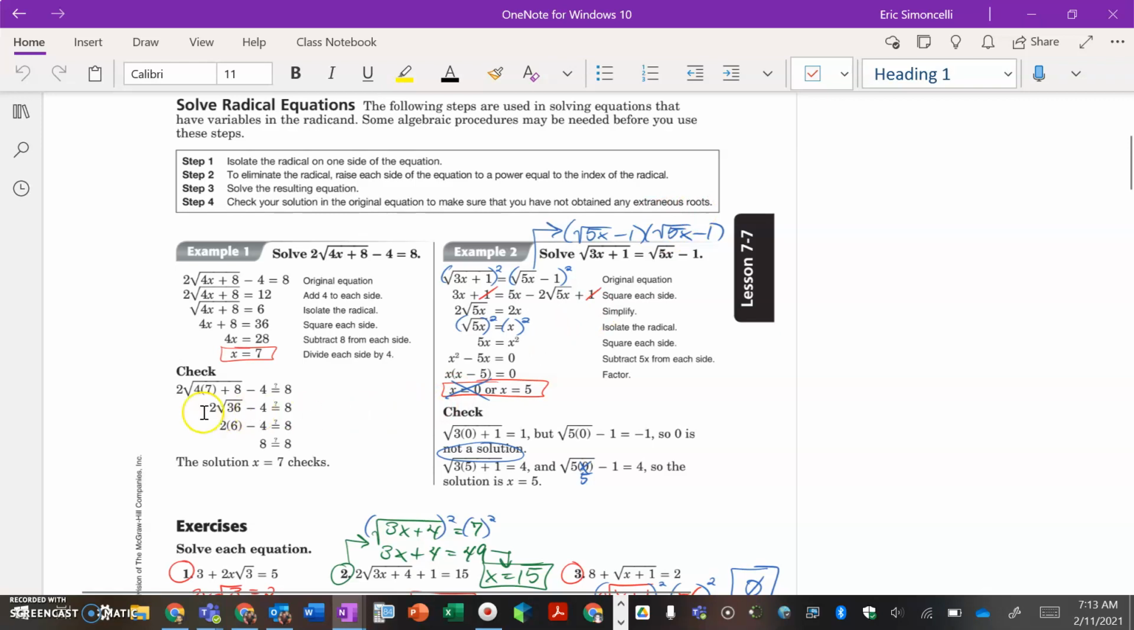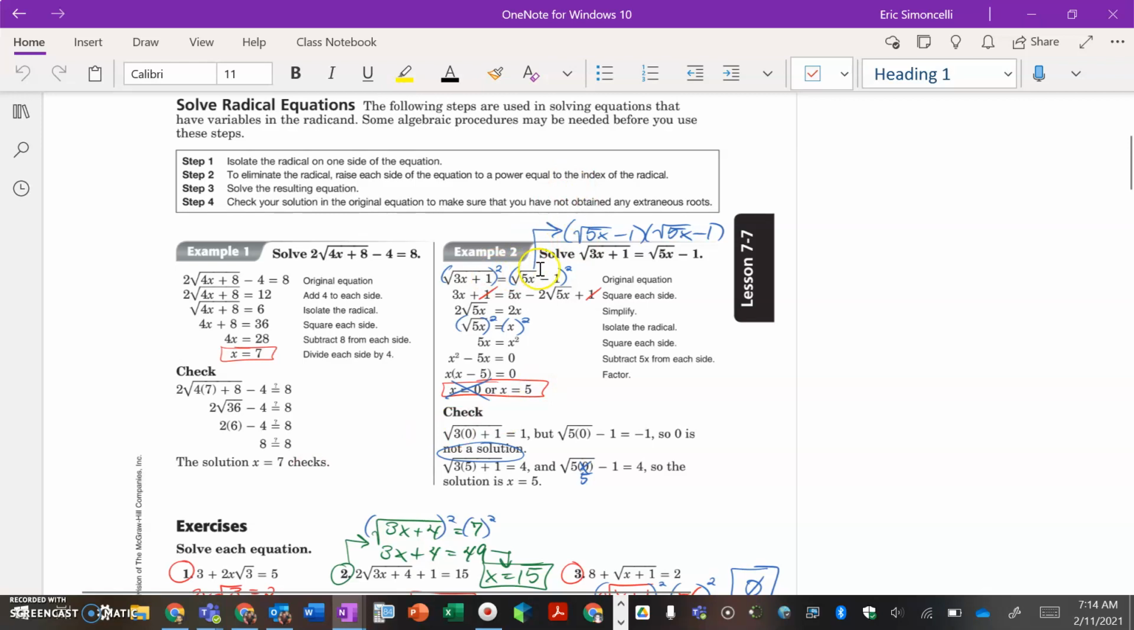So, to check, we simply plug in 7 into the original problem for x. So we have 2 times the square root of 4 times 7 plus 8, which of course becomes 36. Minus 4, and hopefully it should equal 8 in the end. We'll see. 2 times the square root of 36 minus 4 equals 8, still a question mark here. The square root of 36 is 6. In other words, 12 minus 4 is 8. So this question mark is technically a check, in that it works. So 8 equals 8. X, therefore, is equal to 7.